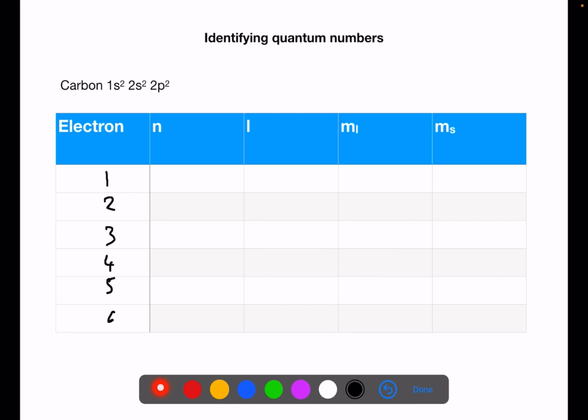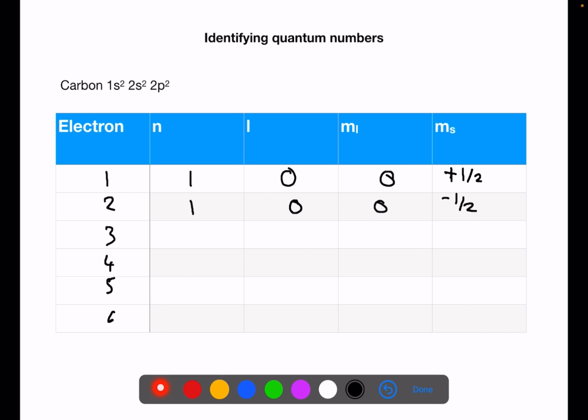So our first electron is going to be in shell 1, and then L goes from 0 up to n-1, so this is going to be 0. And then ML goes from negative L to positive L, so 0. And then MS can be plus a half or minus a half, so we start with plus a half. So the second one that goes in there is also going to be 1, 0, 0, and it has to be negative a half because it's got to be the opposite.